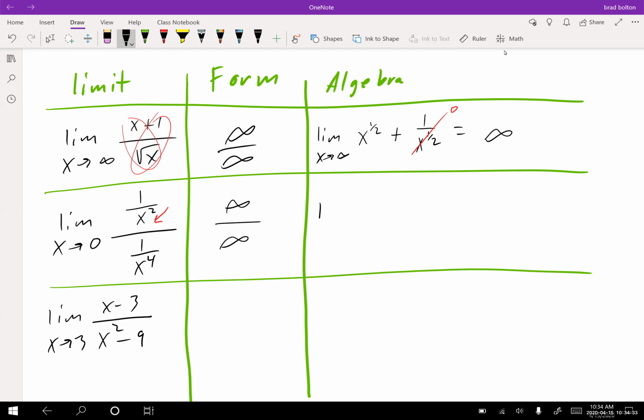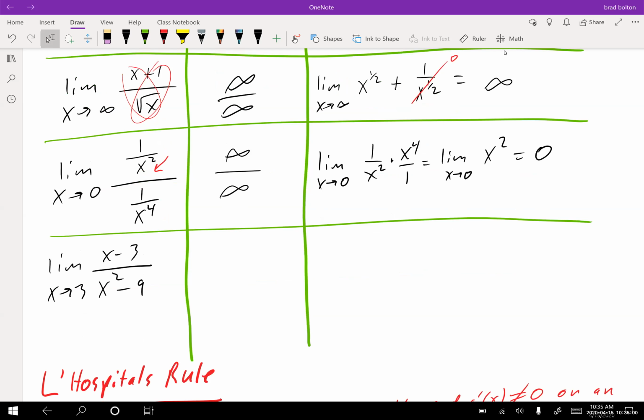However, you guys know that you could have just rewritten it as the limit as x approaches 0 of 1 over x squared times the reciprocal of that, which would be x to the 4th over 1, which would become the limit as x approaches 0 of x squared, which in this case would become 0. Okay, so these are both cases where we end up with infinity over infinity and we don't get 1. One time we get infinity, one time we get 0, another time we may get like 7 or e or whatever the case may be.